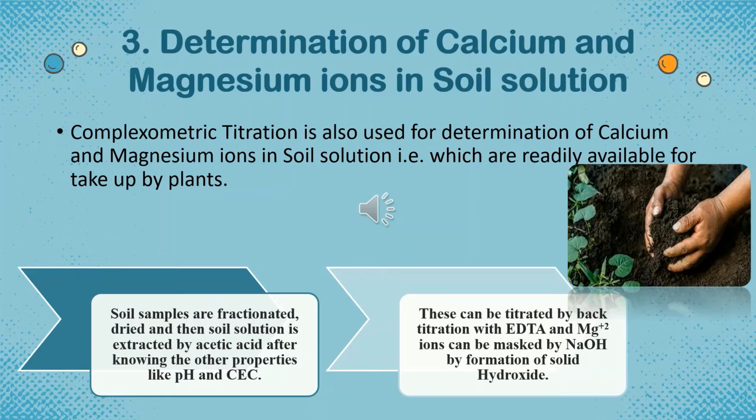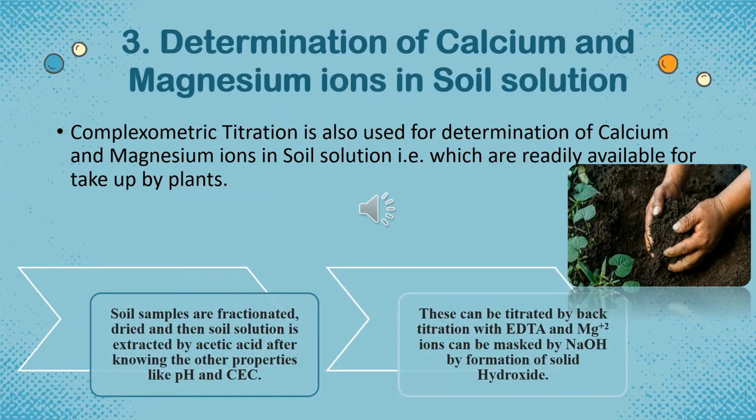Complexometric titration is used for the determination of calcium and magnesium in the soil solution, which are available for take-up by plants. For this purpose, soil samples are fractionated, dried, and then soil solution is extracted by acetic acid, after knowing the properties like pH and cation exchange capacities. These can be titrated by back titration with EDTA, and magnesium ion can be masked by either potassium hydroxide or sodium hydroxide by the formation of solid hydroxides.